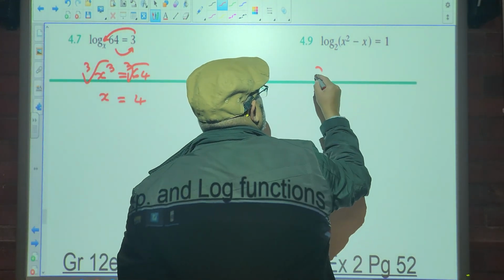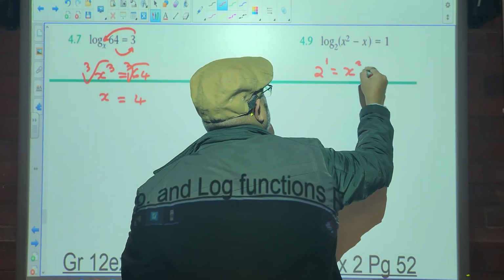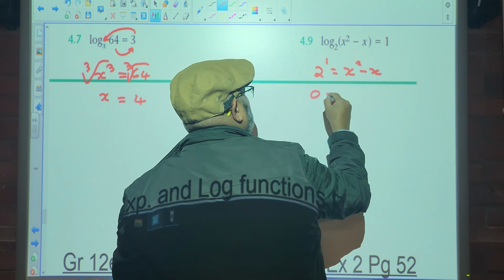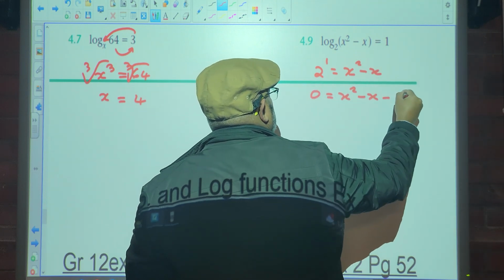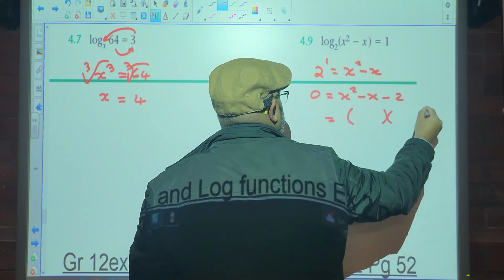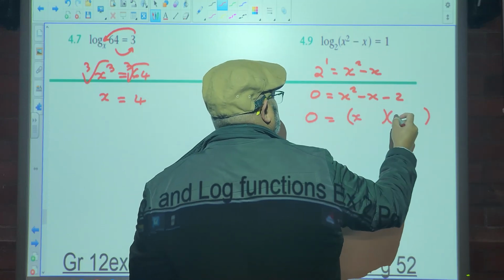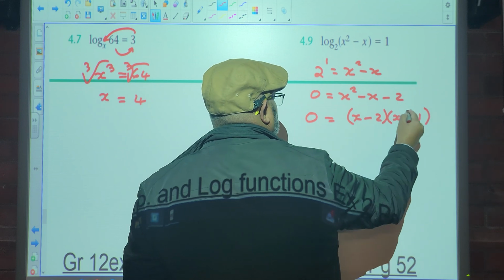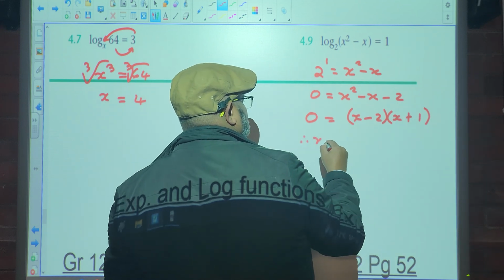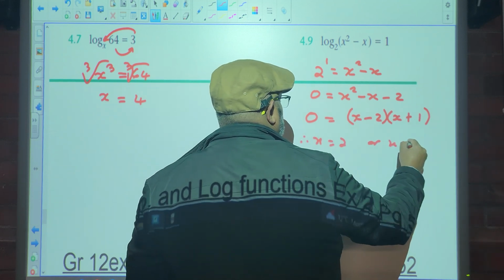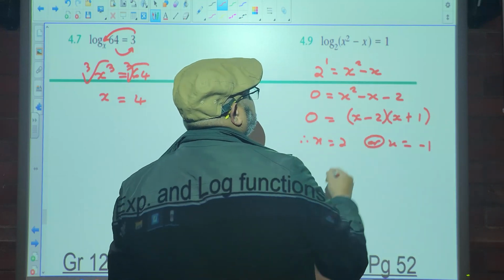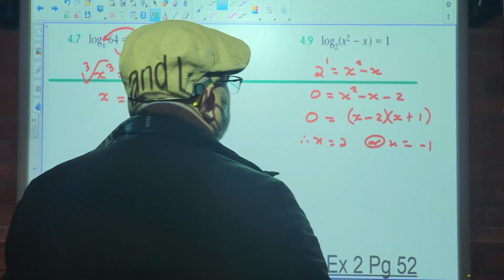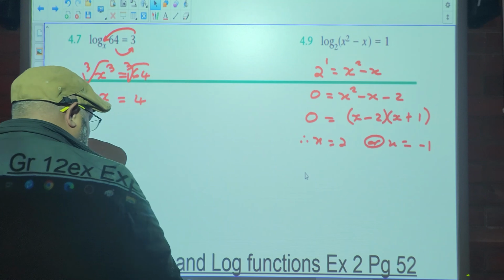The 1 onto the 2, so 2 to the 1 is equal to x squared minus x. Take that over, so 0 is equal to x squared minus x minus 2. Factorising, you get x, 2 and x, 1. So this one must be negative, positive. So therefore x is equal to 2 or x is equal to negative 1. I think it will be safe for us to test if it works.